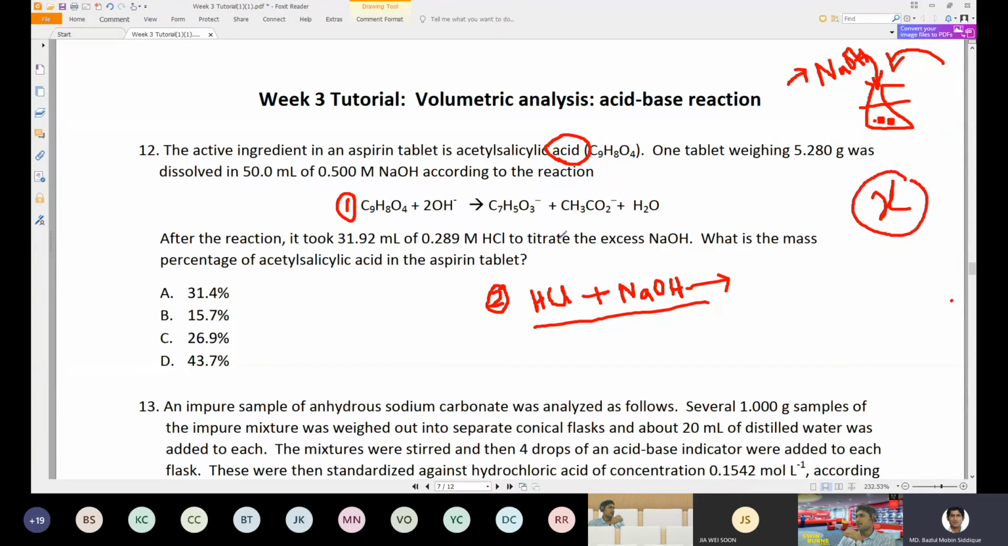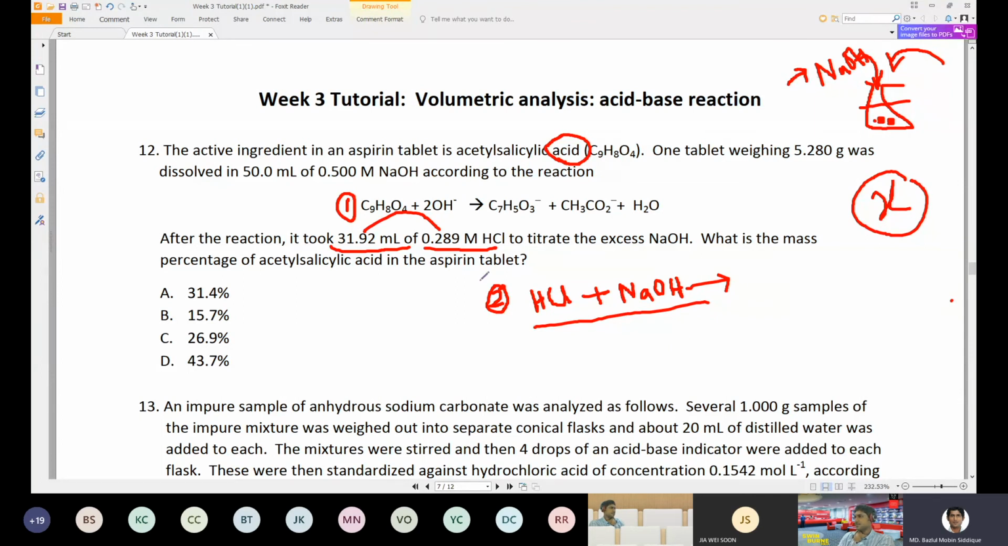X volume of HCl, that means this volume times the molarity of HCl, and this is the volume of HCl. So from there we know the number of moles of HCl, and this number of moles of HCl is exactly the same as the number of moles of the excess sodium hydroxide that did not need to be reacted. Right? So here the leftover sodium hydroxide, after being neutralized by this salicylic acid, was then neutralized by this HCl, and it was this amount.